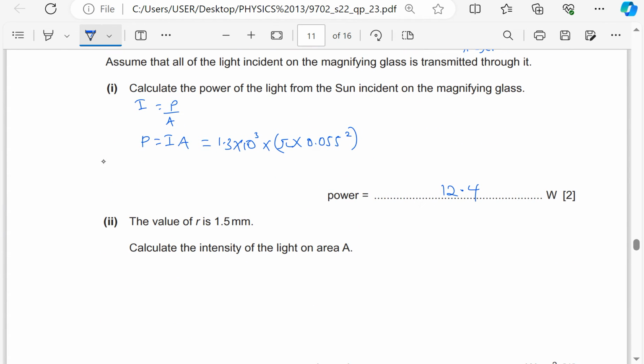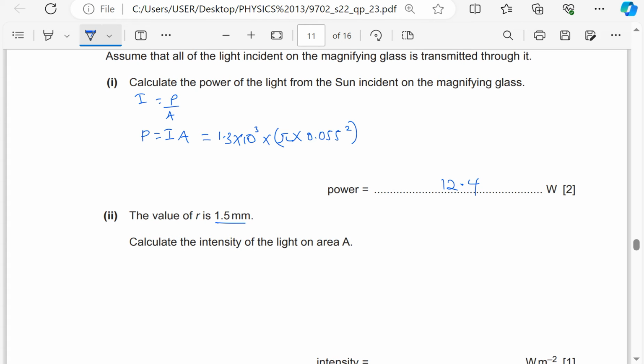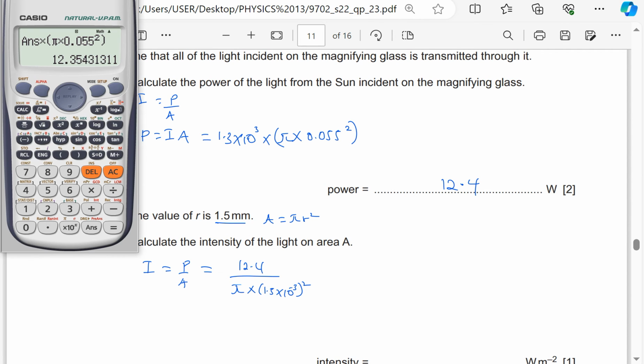Then the value of r is 1.5 millimeters. Calculate the intensity of the light on area A. Okay, so still intensity is equal to power over area. Of course, the intensity is changing, the power is a constant. So the intensity is going to be 12.4 divided by the area. They've told us now the radius. So remember, area is going to be pi r squared. So this is going to be pi times the radius, which is 1.5 times 10 to the power of minus 3, and this is squared.